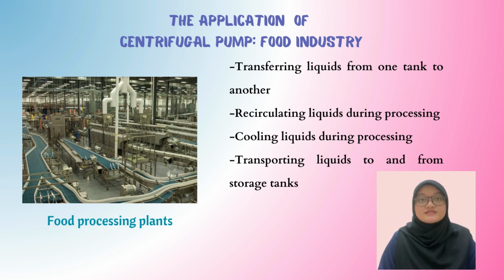In the food industry, centrifugal pumps are used in food processing plants. Food processing plants function by transferring liquids from one tank to another, recirculating liquids during processing, cooling liquids during processing, and transporting liquids to and from storage tanks. In addition, the centrifugal pump has a simple design, reliability, and the ability to pump large volumes of liquid at high pressures. A centrifugal pump can also be easily customized to meet the specific needs of any food processing application.